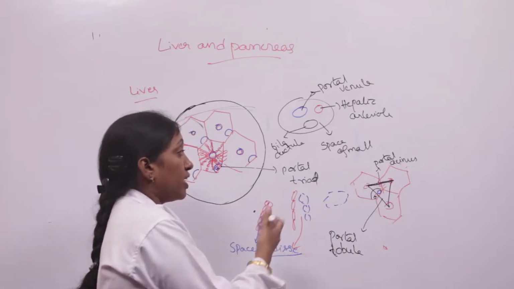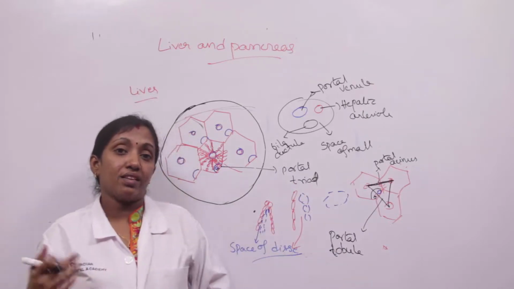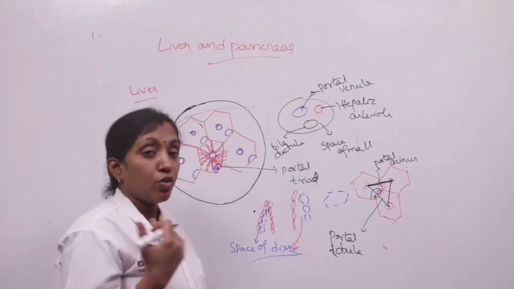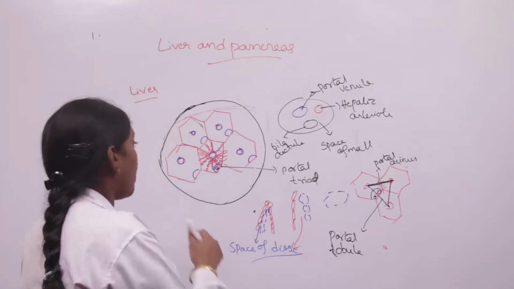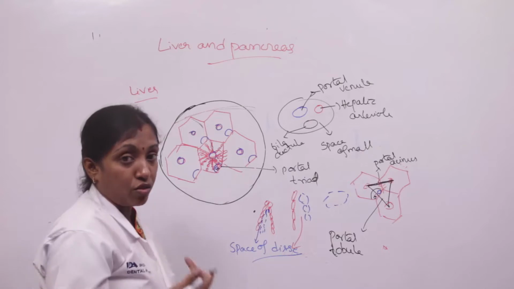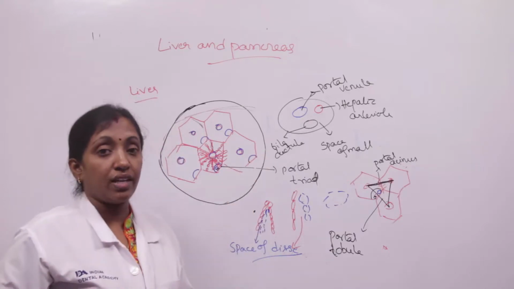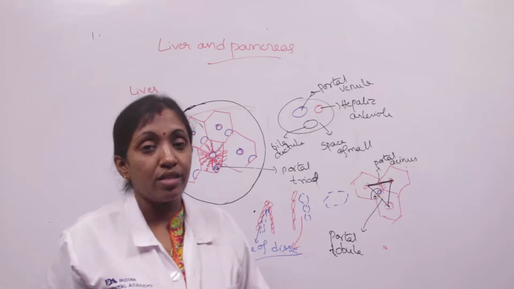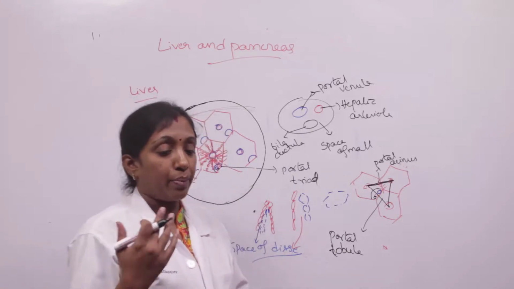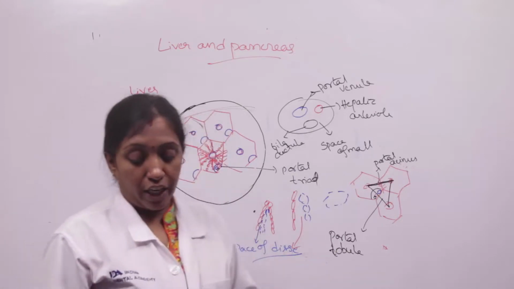And one more thing: inflammation of the liver, we call hepatitis. In cirrhosis of the liver, the hepatic cells die. And the liver, in the embryological stage, the fetal stage, acts as an organ of hemopoiesis. That means it produces RBCs. So that's about the liver.